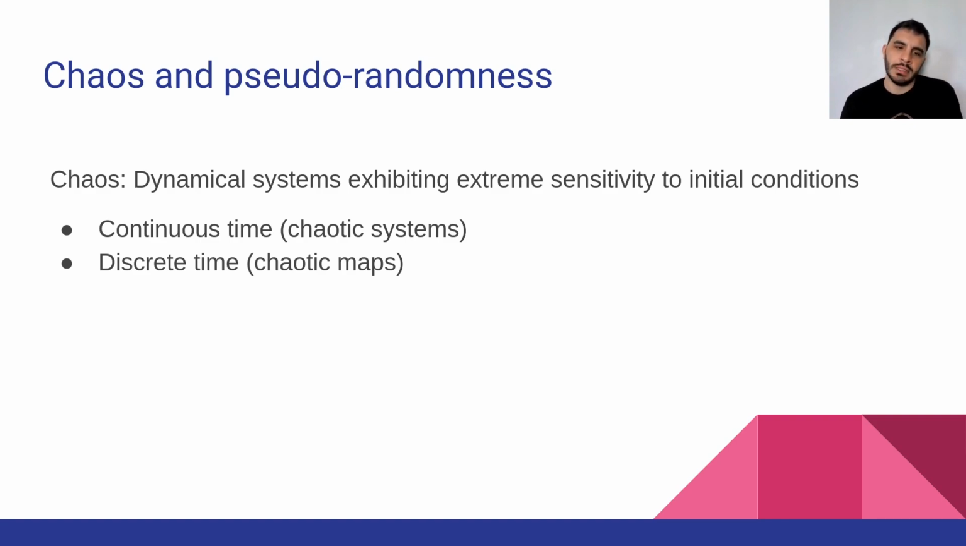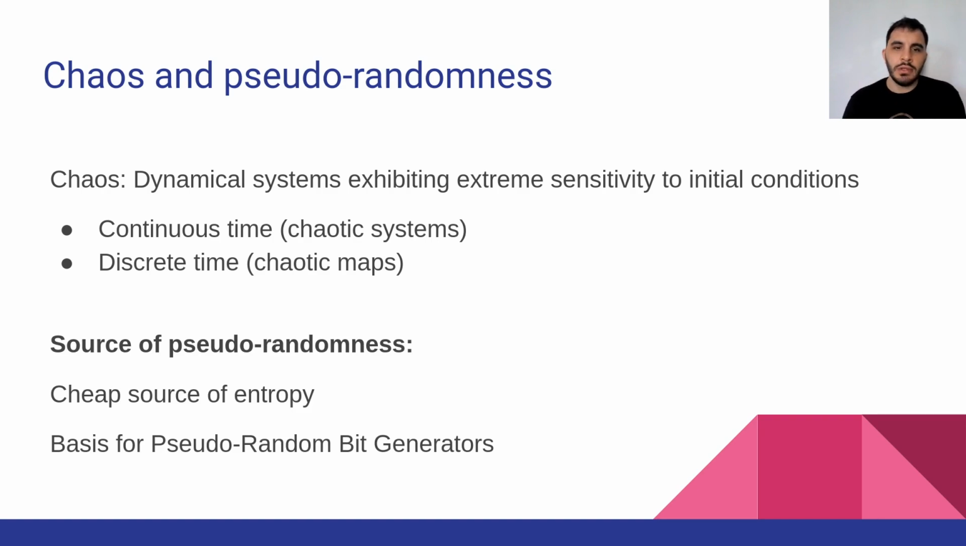Both of them, but especially chaotic maps, have also been used as a source of pseudo-randomness. This exact sensitivity to initial conditions, the lack of periodicity, makes those systems behave like a cheap source of entropy, and cheap in the sense of computational efficiency. And it has been studied a lot how we can use those systems as a basis for defining pseudo-random bit generators.